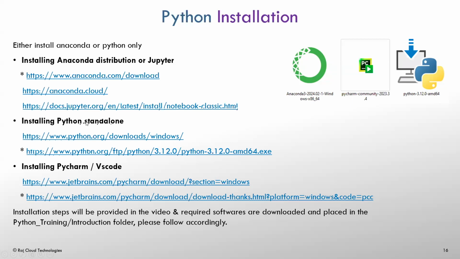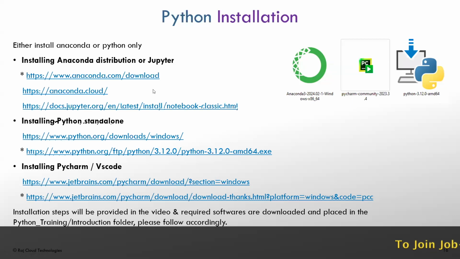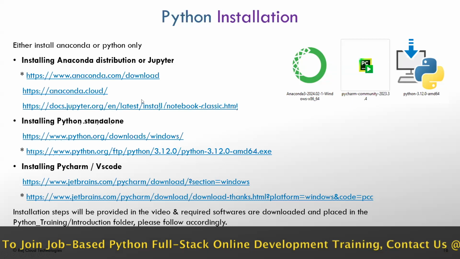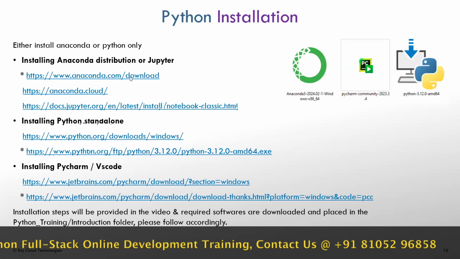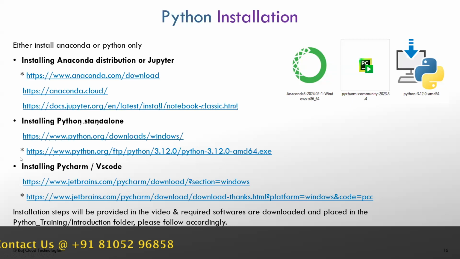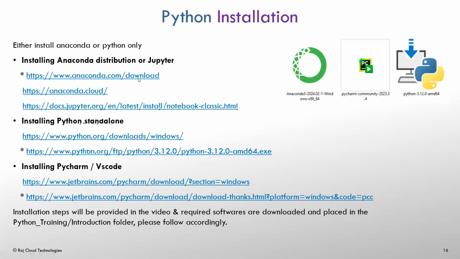Because we are going to practice Python using Anaconda Jupyter, you can download the Anaconda distribution. This is the Anaconda distribution download link, marked with the stars, which means it's a direct link. You can download the Anaconda distribution directly and install it. It comes with the Python installation along with Anaconda, so if you install Anaconda, it installs the Python version as well.